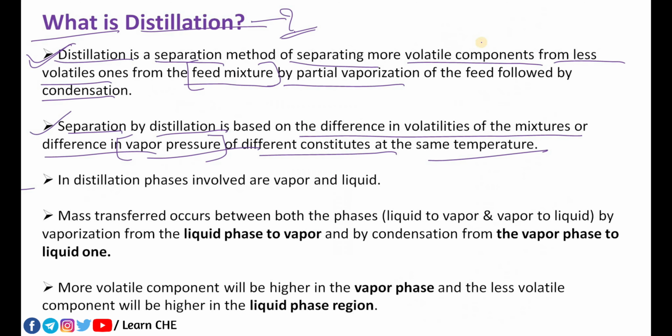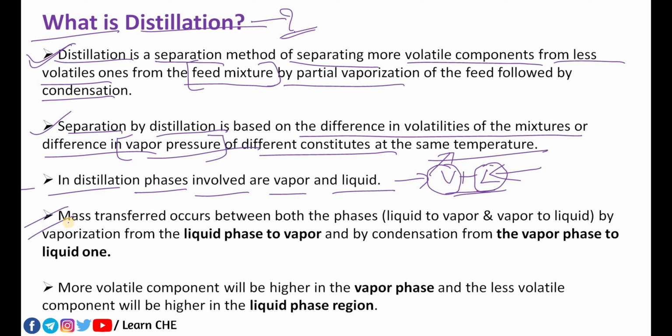So now we go ahead, and in distillation the phases involved are vapor and liquid. Obviously, when we supply the liquid mixture, it is converted into vapor plus liquid, right? And from the top we get gases like LPG, which is in the form of vapor, and from the bottom and in the middle we get the liquid mixture.